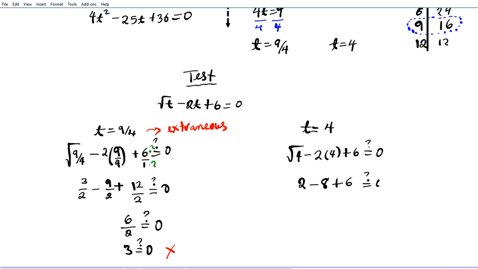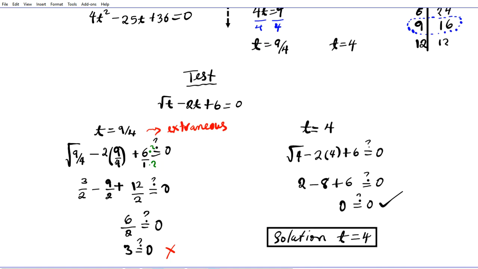Is this equal to 0? 2 minus 8 is negative 6 plus 6. That's 0. Is 0 equal to 0? Absolutely. So our solution for this radical equation is t equals 4. Okay? So that's that.